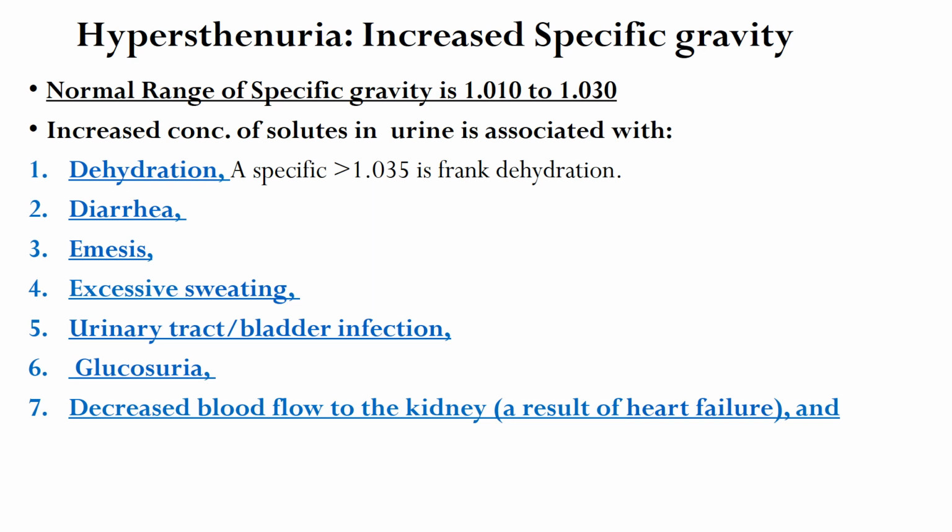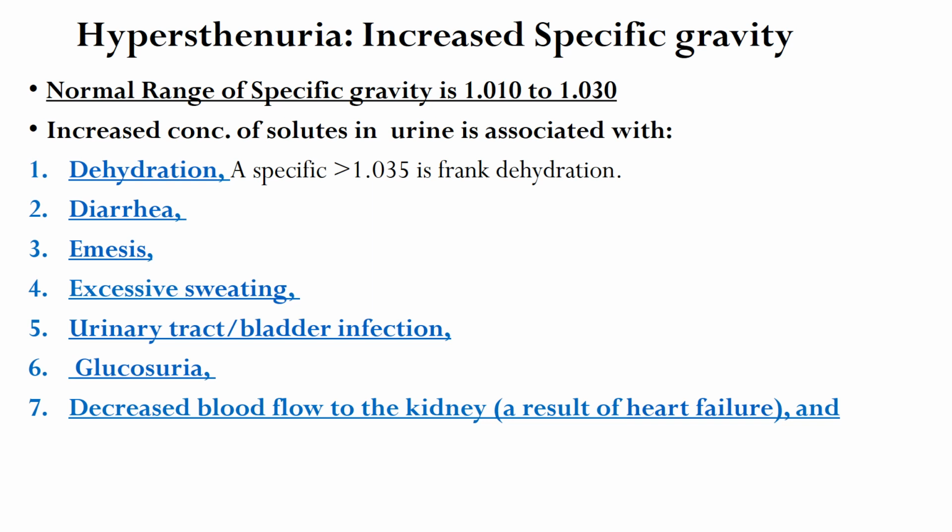Now, these are a few conditions which indicate increased specific gravity. So, it is very important for you to understand why specific gravity is so important in case of urine, because it helps you to understand various conditions. So, the conditions related to specific gravity are hypersthenuria, hyposthenuria, and isosthenuria. So, let us look at hypersthenuria. There is increased specific gravity. The normal range of specific gravity is 1.010 to 1.030.